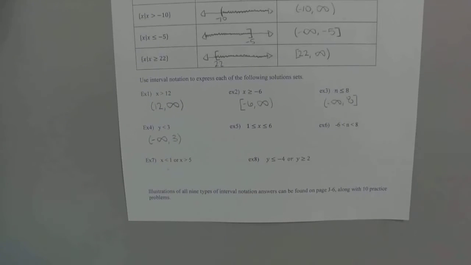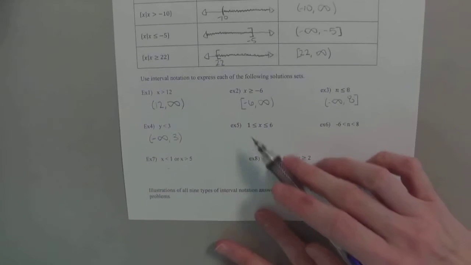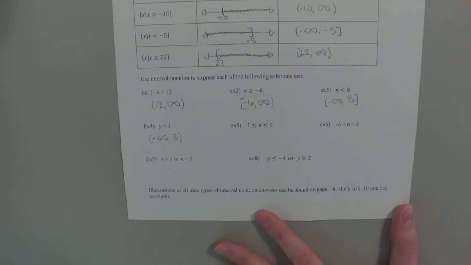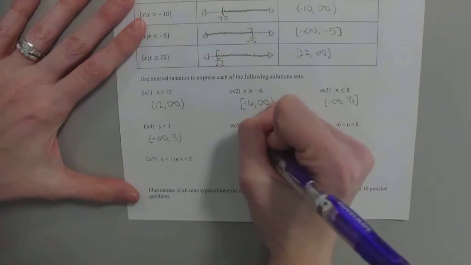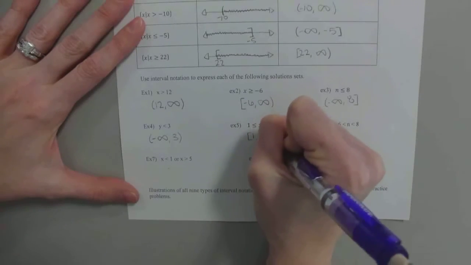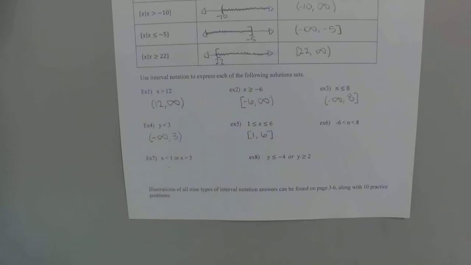Okay, so 5 and 6, we didn't actually see examples of these. But I think these are easier than 1 through 4 because there's an obvious lower bound and an obvious upper bound. You just decide whether you're using brackets or parentheses, right? Do you agree that on both of these we're going to use brackets? So we just care about 1 through 6.